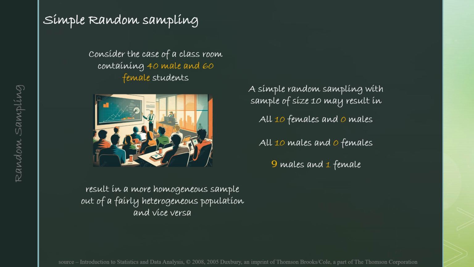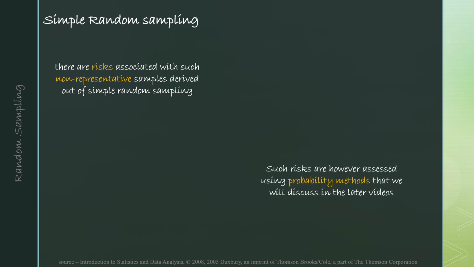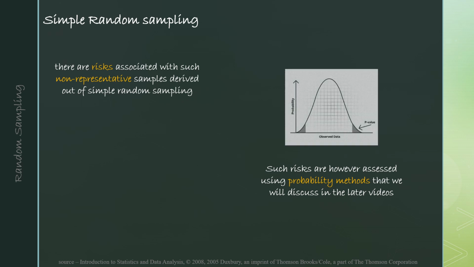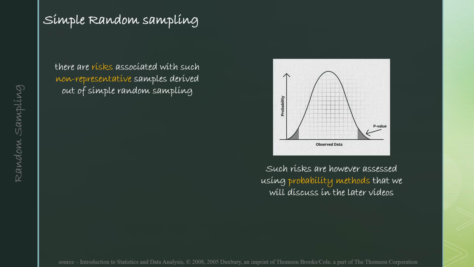Thus, simple random sampling at times may result in a more homogeneous sample out of a fairly heterogeneous population, and vice versa. Hence, there are indeed possible risks associated with such non-representative samples derived out of simple random sampling. Such risks are, however, assessed using probability methods that we will discuss in the later videos.